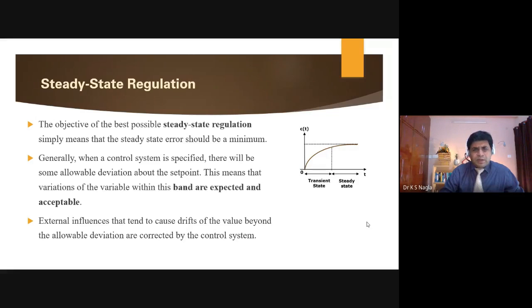This means that variation of the variable within the band is expected, and in many processes it is acceptable. External influences that tend to cause the value to drift beyond the allowable deviations are corrected by the control system. So the tendency of the control system is always to regulate the steady state parameters. This is the objective.